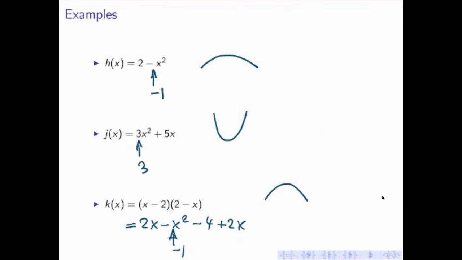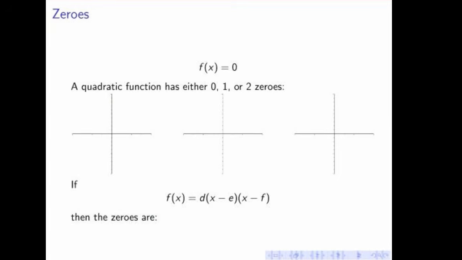So that's already cool. So you don't have to do much. You just need to look at the leading order term, and you know already which way the parabola goes. So next we look at the zeros of a function, and the zeros are defined to be values of x so that the function is equal to 0.